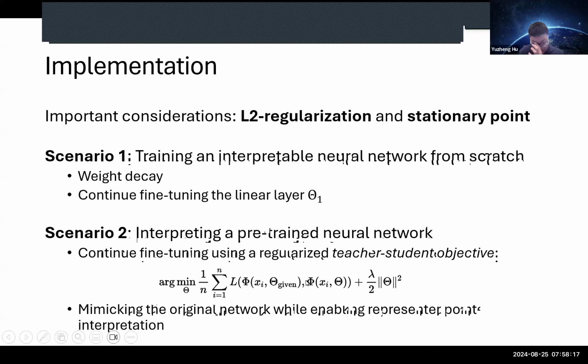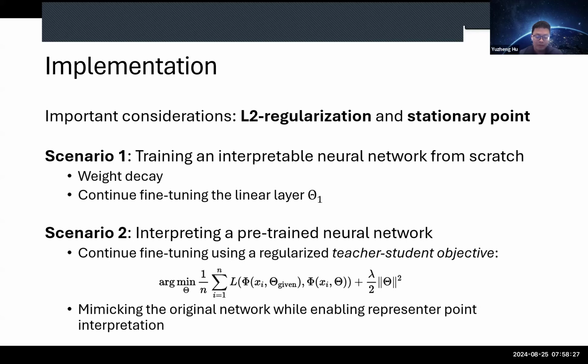So here, I think essentially this objective function is trying to balance two objectives. The first one is to mimic the original network. By saying mimic the original network, this is very important because we want to make sure that the final neural network that we are trying to interpret is mostly the same, or in general, the behavior should be similar or the same to the original neural network. Otherwise, we will be essentially performing interpretation or representative point selection for a completely different neural network, right?